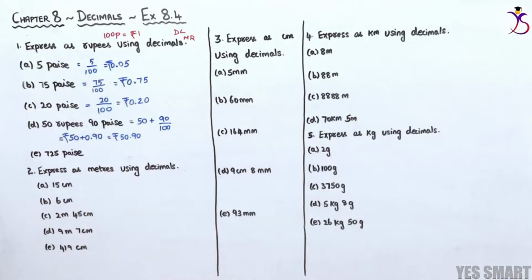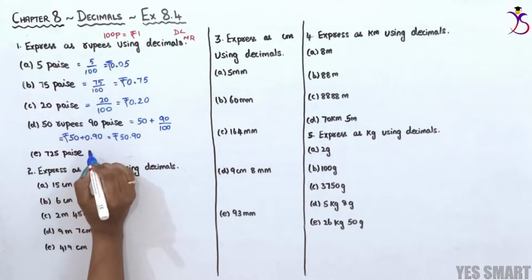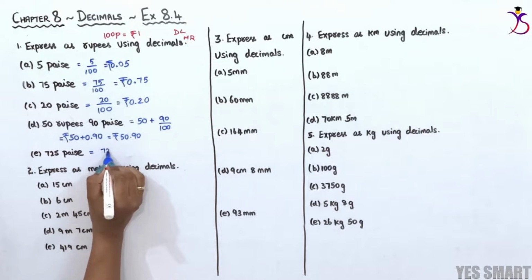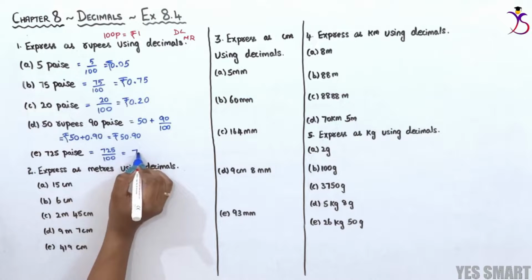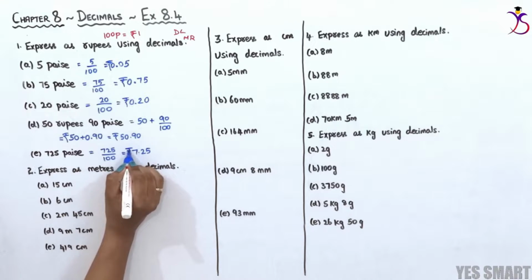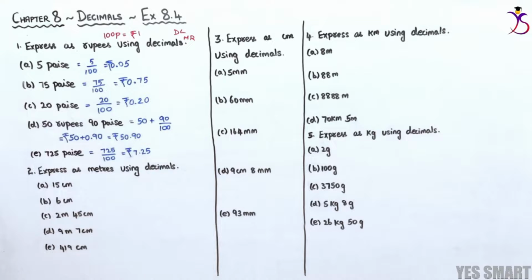E sum, 725 pies equals 725 by 100. We have 2 zeros, so the decimal point has to be moved to the left hand side by 2 digits. So it becomes 7.25 rupees.